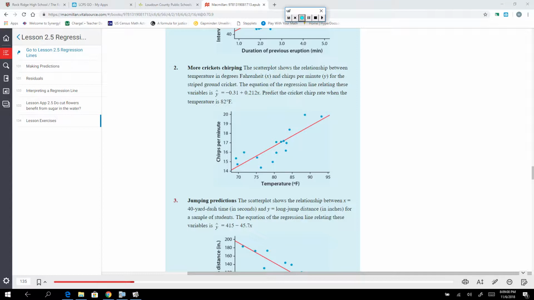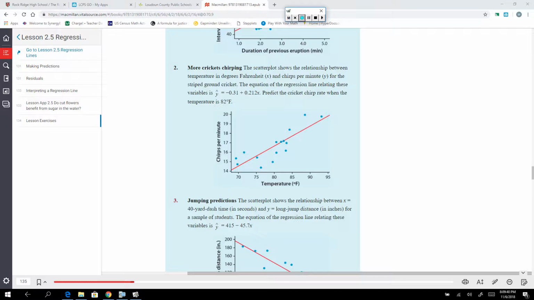We love the crickets chirping, and I know you're shocked to believe that people study this, but people have actually gone out and counted the number of cricket chirps made by the striped ground cricket, based on what temperature it is outside. And they've fit a line to this data, and that line is shown there as y hat equals negative 0.31 plus 0.212x.